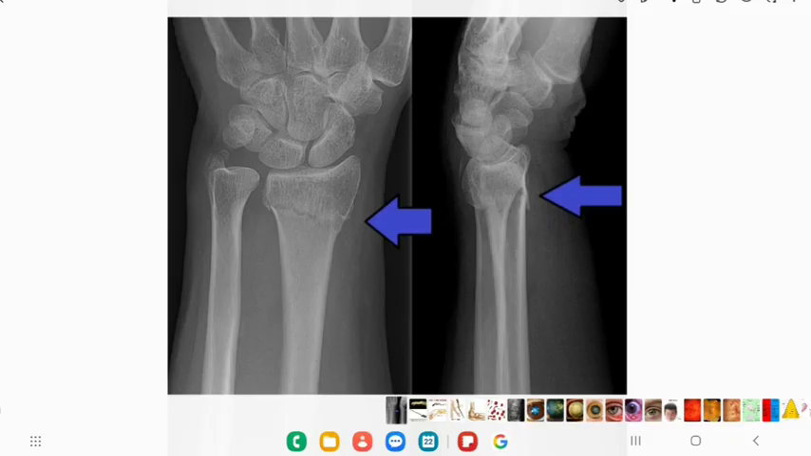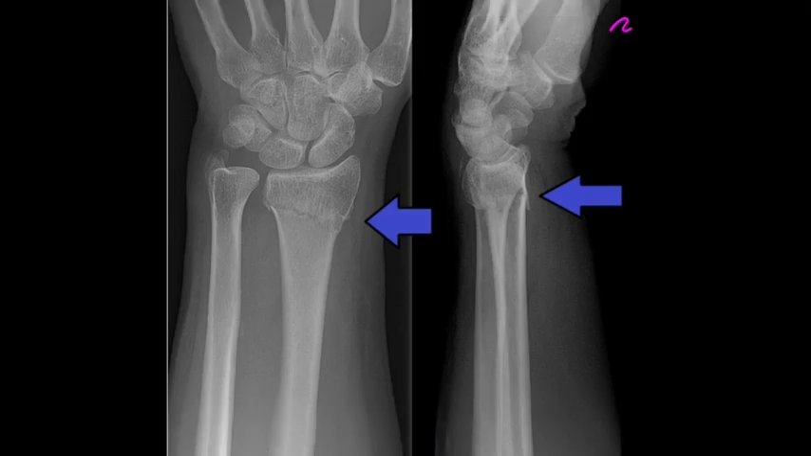Now tell me guys, this is Smith fracture. One minute. Okay, so this is Smith fracture. See here again the distal fragment. Here also the distal radius is fractured, right? And the distal fragment is displaced towards the palm.